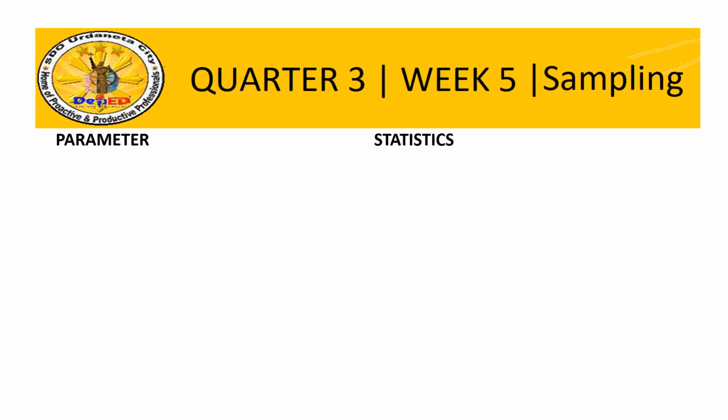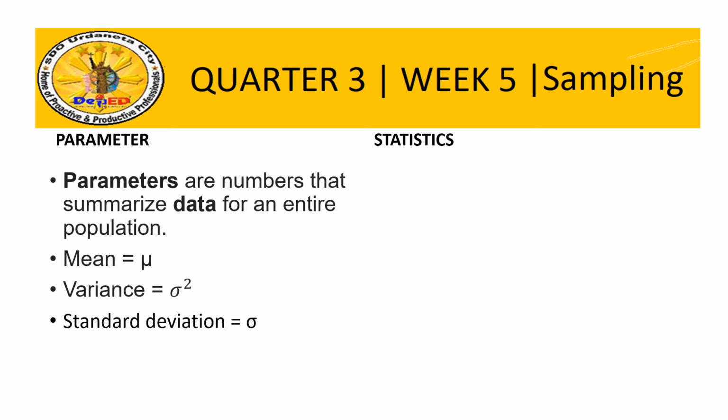So next, we're going to differentiate the parameter and the statistic. Parameters are the numbers that summarize or describe the data for an entire population. So here we have the mean, the Greek letter mu; the variance, the Greek letter sigma squared; and for the standard deviation, we have the Greek letter sigma itself.